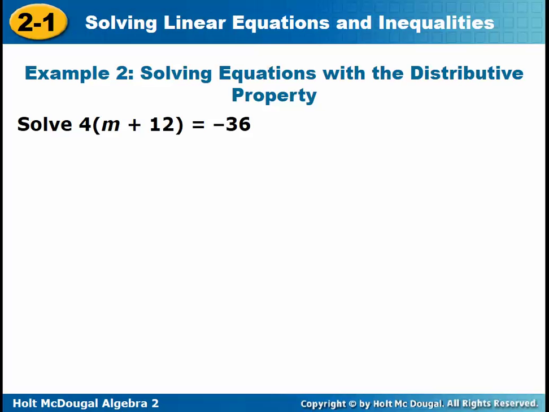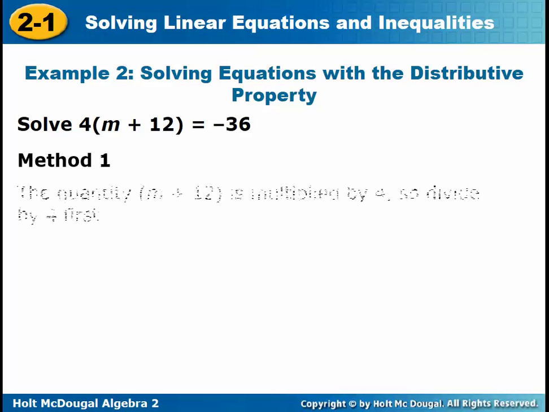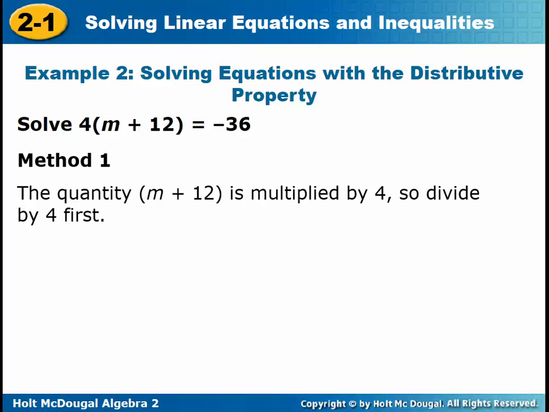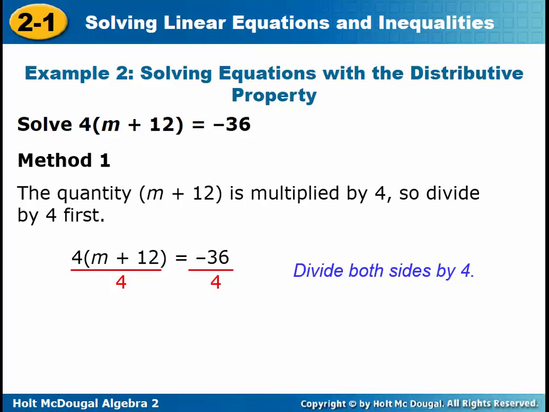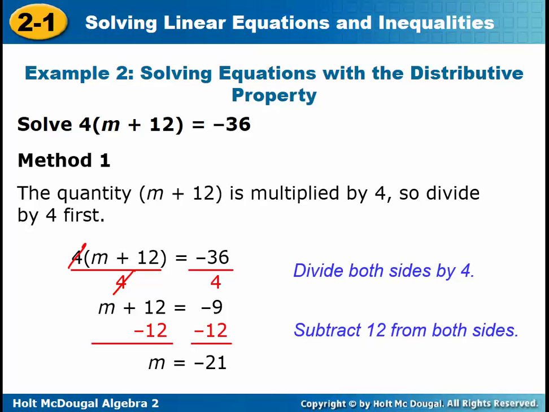In this one, we'll have to use the distributive property first. One method is to say, well, we had m plus 12 and then it was being multiplied by 4. So to undo multiply by 4, I could divide both sides by 4. And that would look like this. And if you divide both sides by 4, the 4's would cancel here, and you'd be left with m plus 12 is equal to negative 9. Then we have to undo the plus 12, so we would subtract 12 from both sides and end up with our solution of m equals negative 21.